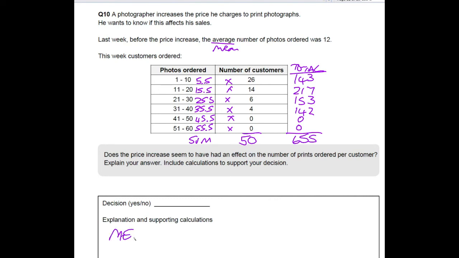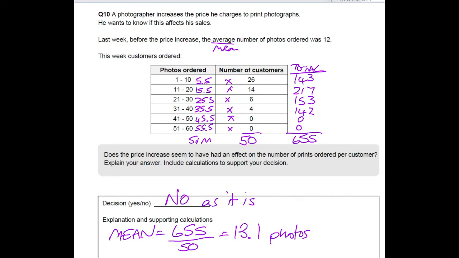So to find our mean, in other words our average, we have 655 photographs ordered by 50 customers, gives us a mean of 13.1 photos per customer. So to answer the question, does the price increase seem to have affected the number of prints ordered by customers? We can say no, as it is more than before the price increase.